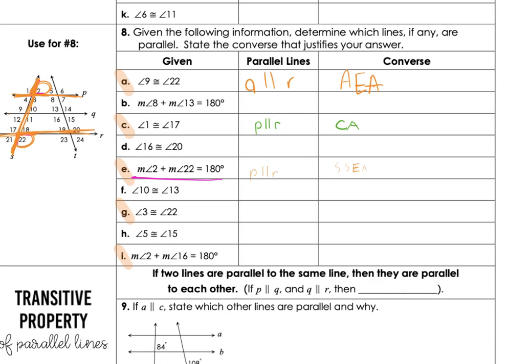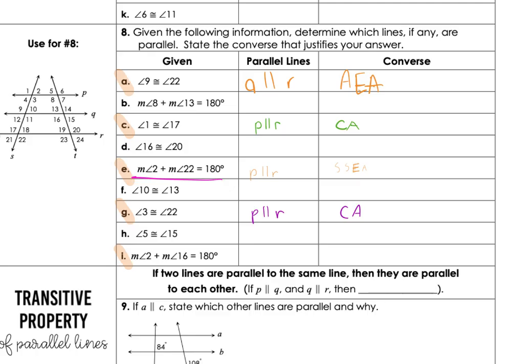Someone want G? Is it Peyton? Peyton, come on up. So 3 and 22. P parallel to R, is that right? That is right. What kind of angles? Corresponding. Brilliant.